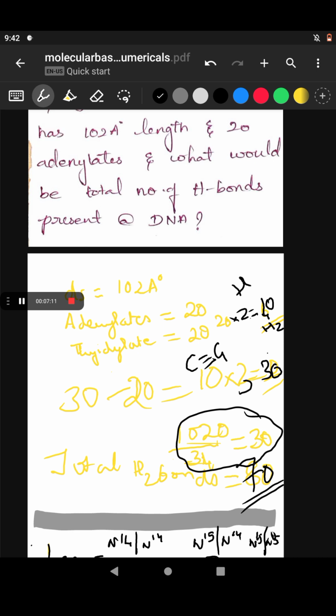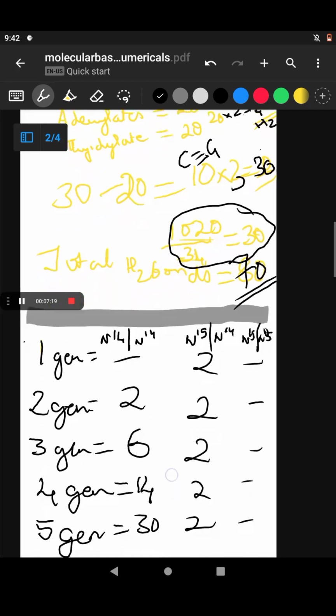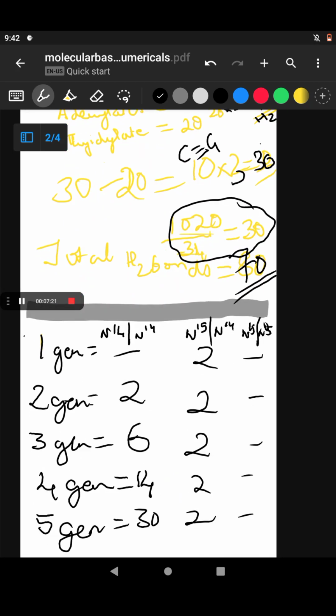So that is what you have to remember. This is how we can calculate the total number of hydrogen bonds.